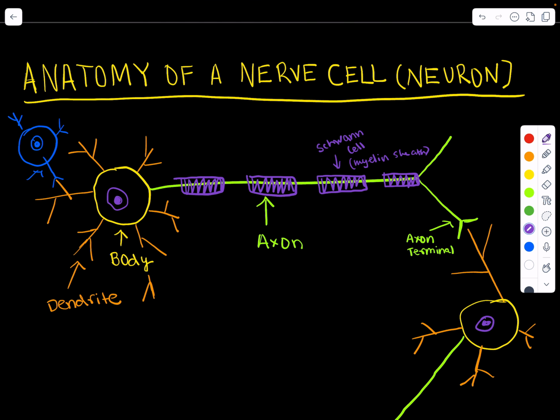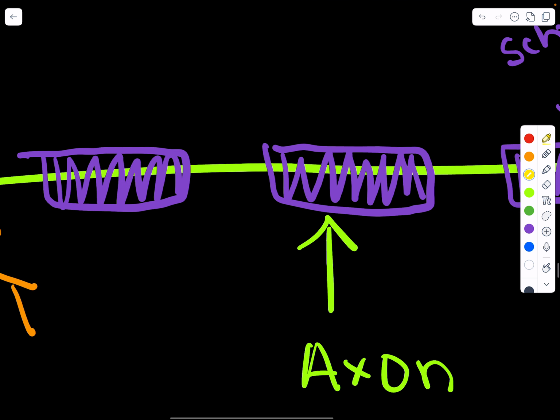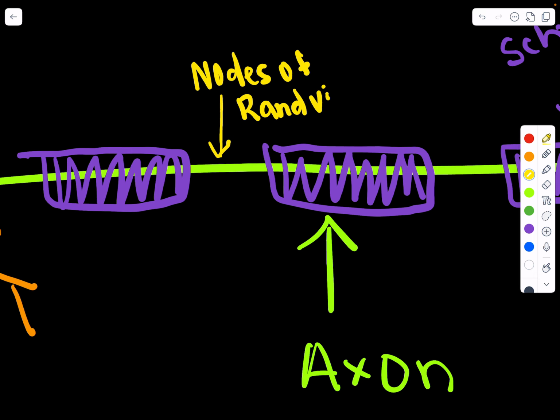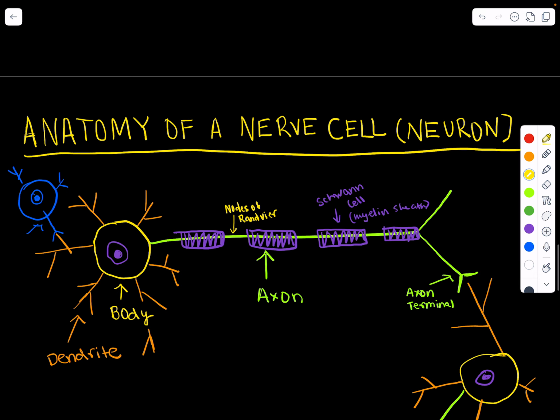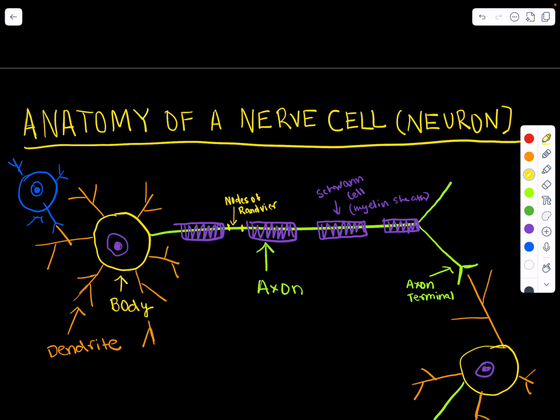So then there are these little spaces between the Schwann cells. They're actually way tinier, but they're called nodes of Ranvier. I'm just going to write nodes of Ranvier. I don't know the exact spelling, but I think this is from here to here. It's the space between the myelin sheath Schwann cells.